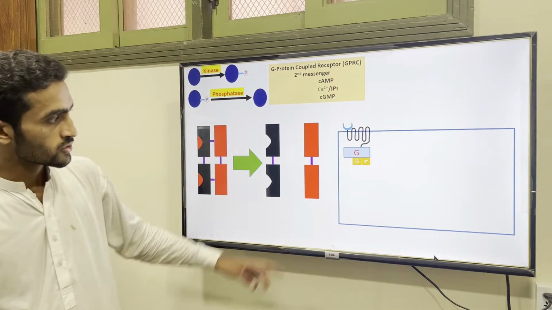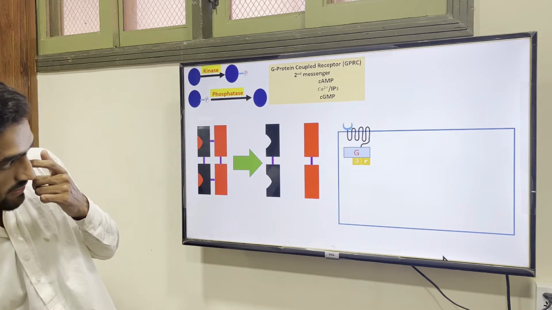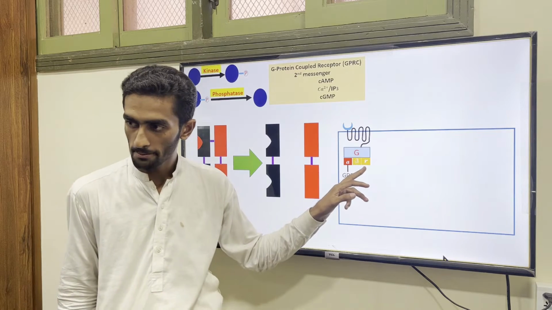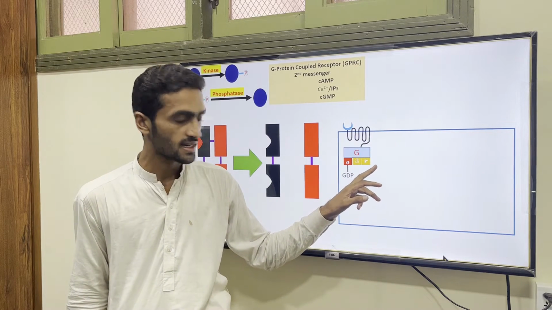Are you good with it? Yes. So this G protein actually has 3 subunits: alpha, beta, and gamma.